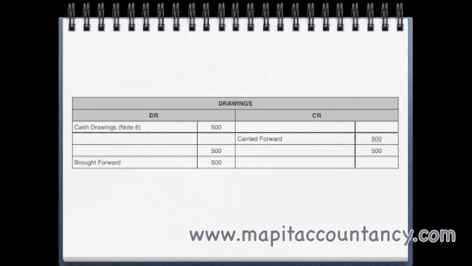For drawings, we had cash drawings of 500. Add them up, we get 500 for our total on each side. The carried forward balance on the credit side is 500. So we can bring that across to the other side underneath for a brought forward balance on the debit side of 500. For our sales returns, again, one entry giving us totals of 50. Carried forward balance on the credit side 50. Bring it forward over to the other side, 50 as a debit.